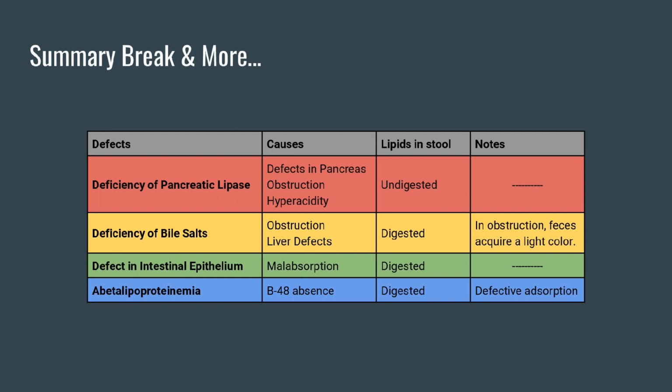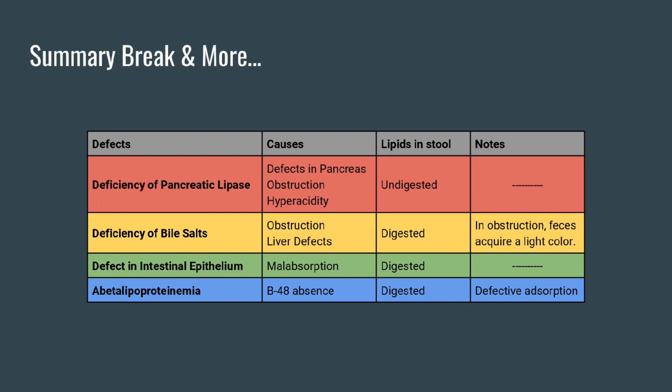These defects are deficiency of pancreatic lipase, which occurs in chronic pancreatitis, cystic fibrosis, obstruction of the pancreatic duct by tumors, and after pancreatectomy, in addition to severe hyperacidity. Lipids in the stool are undigested in this defect. Deficiency of bile salts, which occurs in tumors or stones of the bile duct, hepatitis, and liver cirrhosis. The lipid of the stool is digested.